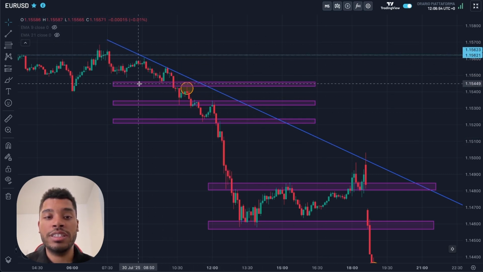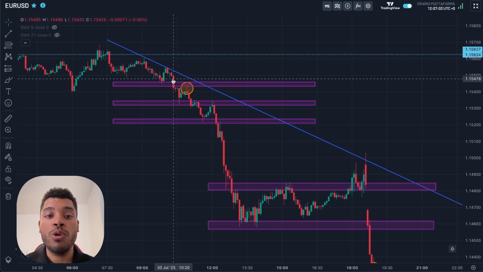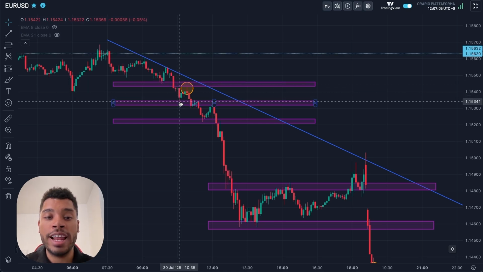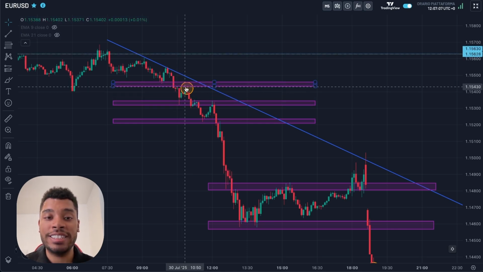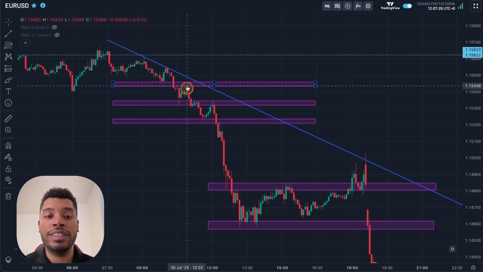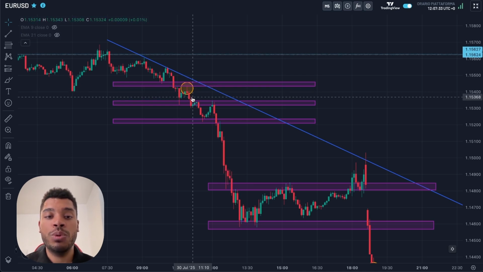At this point, as you can see, we created a support. I waited for the support to be broken, and then once there was a retest, this was my trigger to enter the trade. In fact, as you can see, once this wick touched the support that now had become a resistance, I decided to enter the trade. And then I simply waited for price to keep going down following the downtrend.